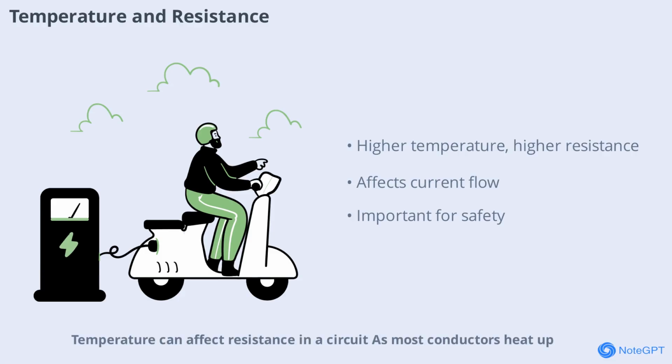Temperature can affect resistance in a circuit. As most conductors heat up, their resistance increases, which can impact how much current flows. This is why some devices get warm when used for a long time. Engineers must consider temperature effects when designing circuits, especially for high-power applications. Understanding this relationship helps prevent overheating and ensures reliable performance.